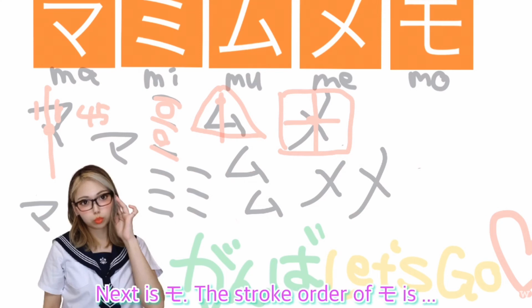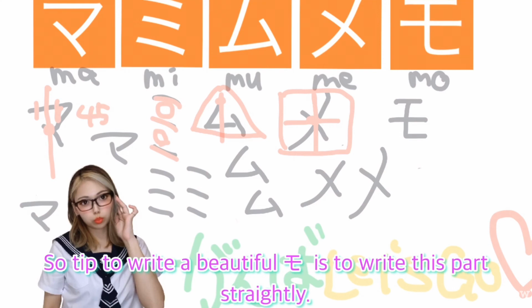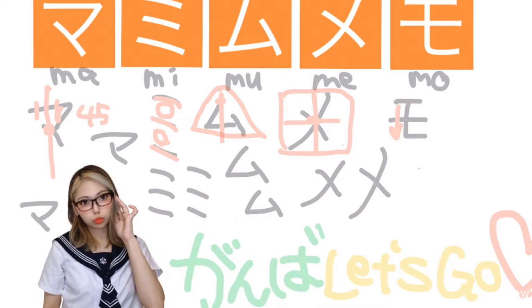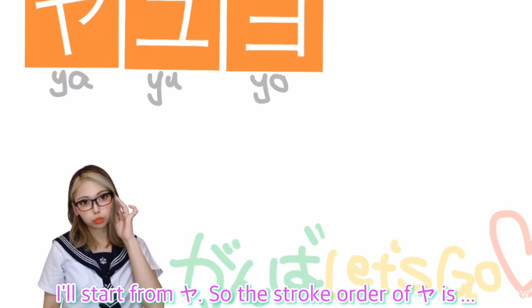The stroke order of mo is 1, 2, and 3. So the tip to write a beautiful mo is to write this part straight. So I'll write again, 1, 2, and 3. Okay, next is yagyo. So this is ya, yu, yo. And I'll start from ya.